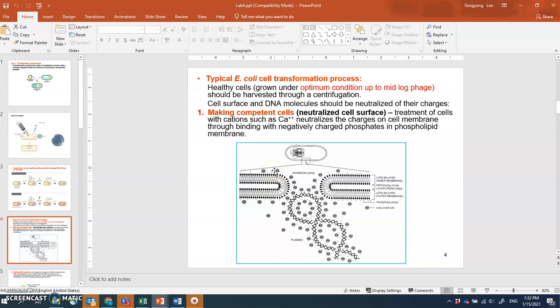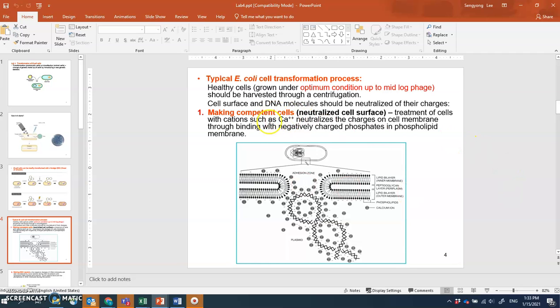Will they like each other? The answer is no. They will push away each other. Actually, since they are charged the same way, they will not like each other. So to compromise that charge, you want to add calcium ion.